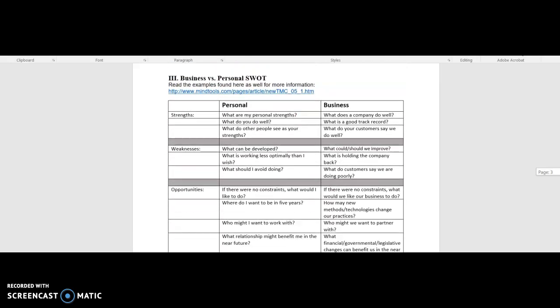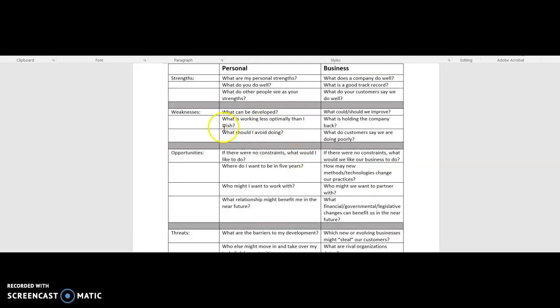But this little matrix here, this little table, sorry, is a good way of comparing your personal, like if a business looks at strengths, it's what does the company do well? What is a good track record? If you're looking at your strengths, you're really looking at your personal strengths. What do you do well? How do people see you? So this is a nice little comparison of both.